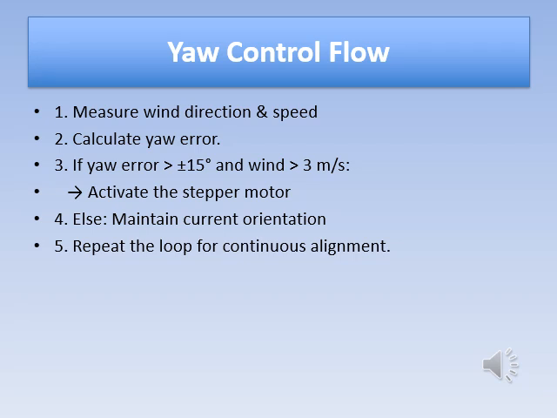Here is how the logic flows. We first read the wind direction and speed. If the wind is below the cut-in speed, the system holds the current position. If wind speed is acceptable, it calculates the yaw error. If the error is above plus or minus 15 degrees, the motor rotates the nacelle to realign with the wind. The system then updates its position and reevaluates after a short delay, maintaining continuous tracking.